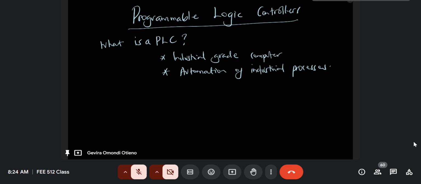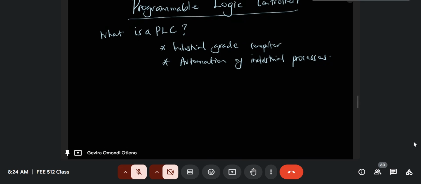So that's just a fancy way of saying we have an industrial grade computer that we use to automate industrial processes. Very simple. Now, because this is a computer, it is not the general purpose computer that we usually encounter. It is designed for several inputs and several outputs. And I told you, it is designed to be rugged, that is, to operate in very, very harsh environments.